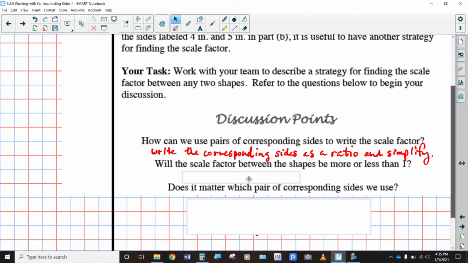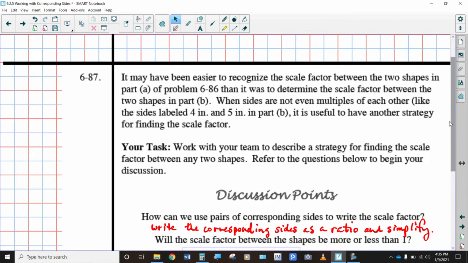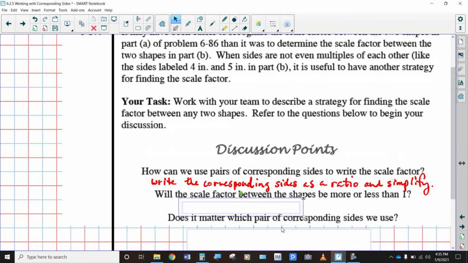Will the scale factor between the shapes be more or less than 1? Well, as we see here, depending on which direction you're going and what the corresponding sides are, it could be less than 1 or it could be greater than 1. It just depends on whether you're enlarging or reducing your image. Okay, so it could be either.